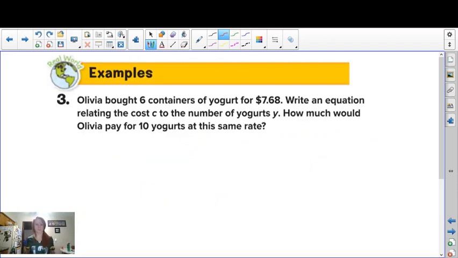All right, moving forward. Olivia bought 6 containers of yogurt for $7.68. Write an equation relating the cost C to the number of yogurts Y. How much would Olivia pay for 10 yogurts at the same rate? This is a 2-point question. It's asking 2 different things. First thing is write an equation. Second thing is how much would she pay for 10?